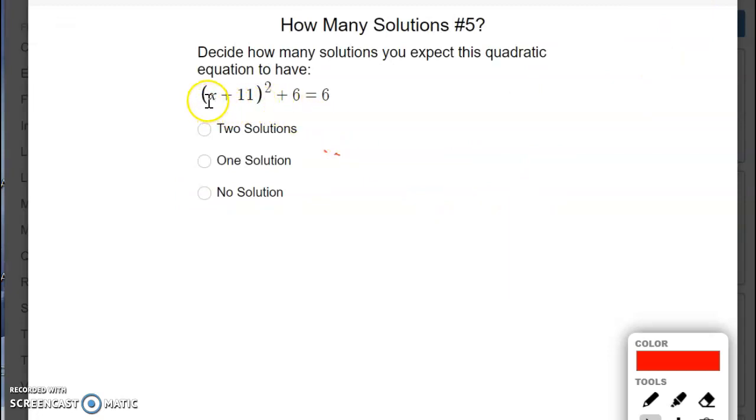And in this case, x plus 11 all squared plus 6 is equal to 6. If I subtract 6 from both sides, I am going to be left with x plus 11 all squared is equal to 0. When I take a square root of both sides, I am going to be left with one solution, because the square root of 0 is 0. So you're just going to be left with x plus 11 is equal to 0. So x is equal to negative 11 is the solution.